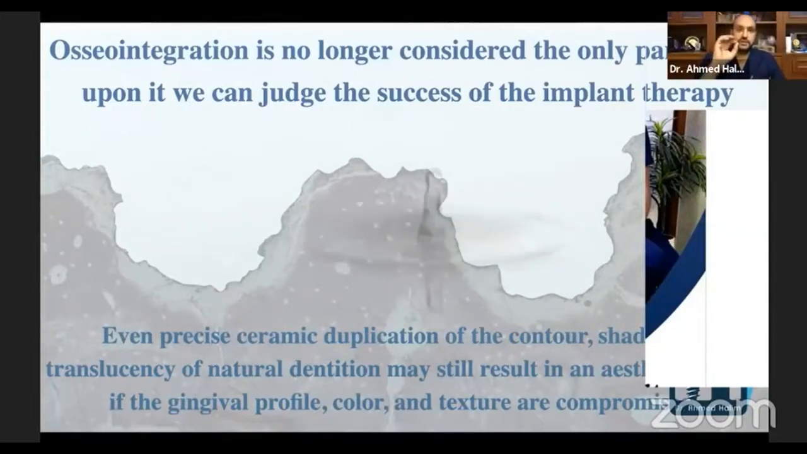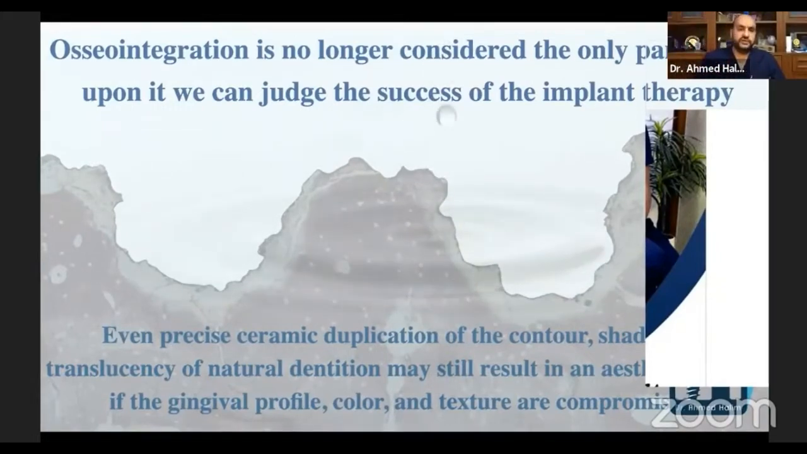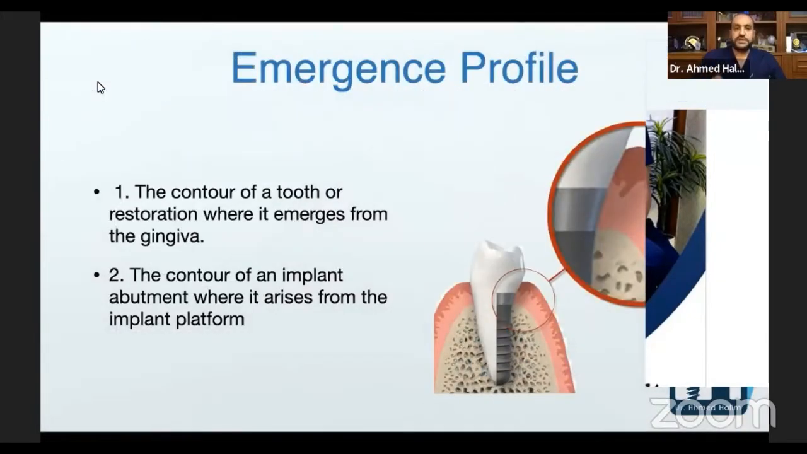Even if you do a precise ceramic duplication of the contour, shape, translucency of natural dentition, still maybe you don't have the exact result that your patient is asking for. What the patient is asking for is a good restoration. Always remember, your patient didn't come to you just to have a nice osseointegrated implant. He won't smile with a nice osseointegrated implant, but your patient will smile with a good restoration.